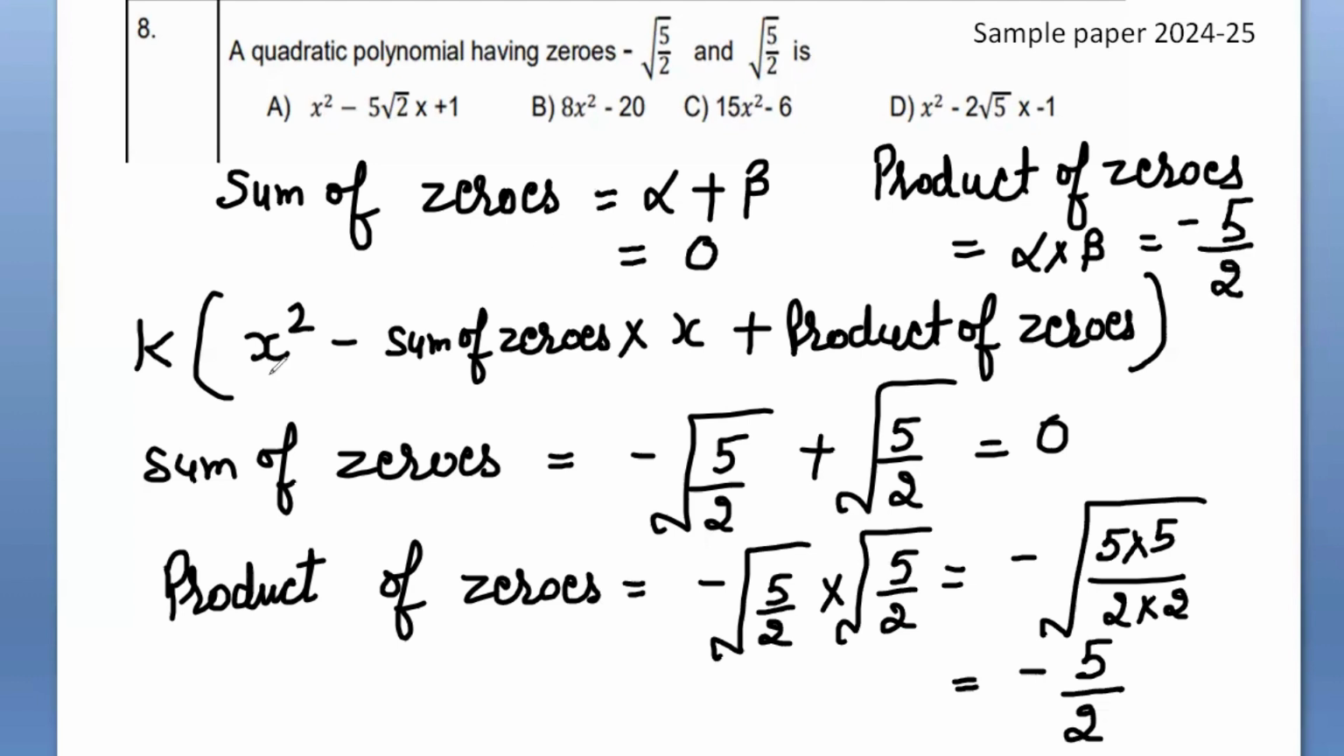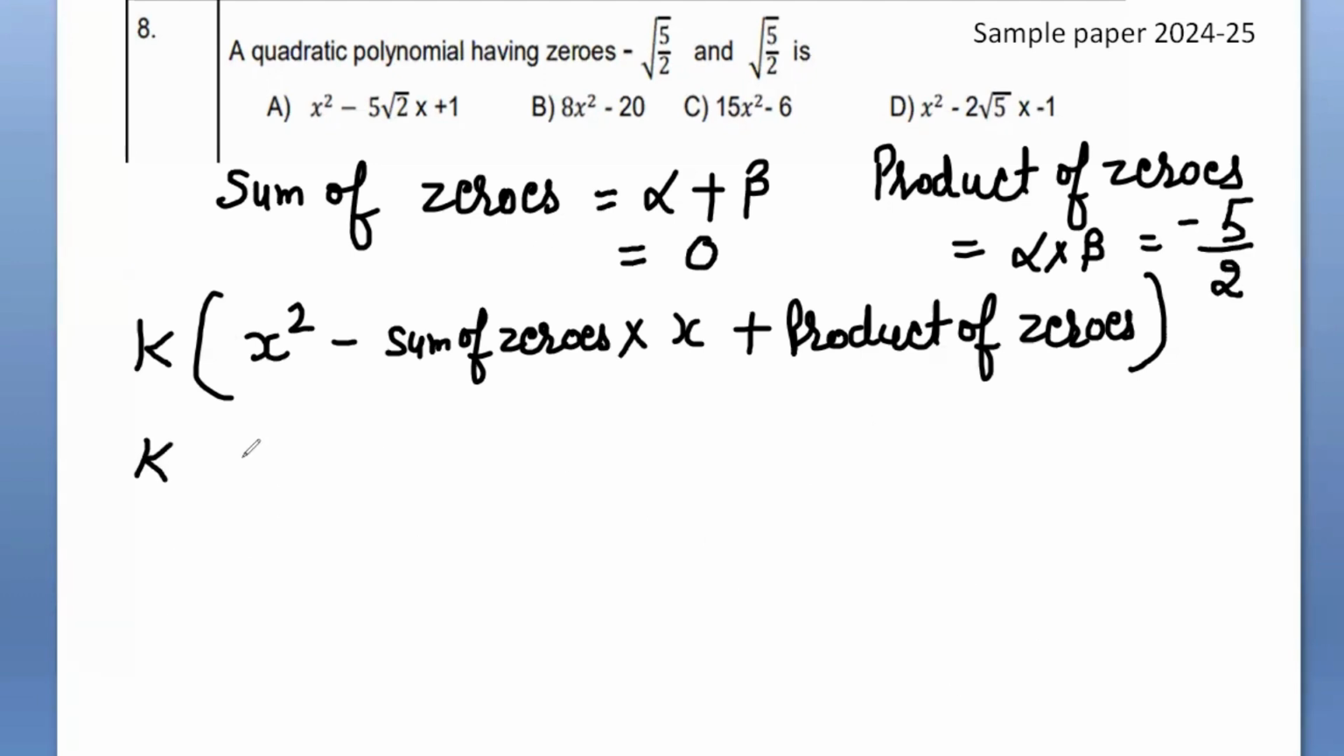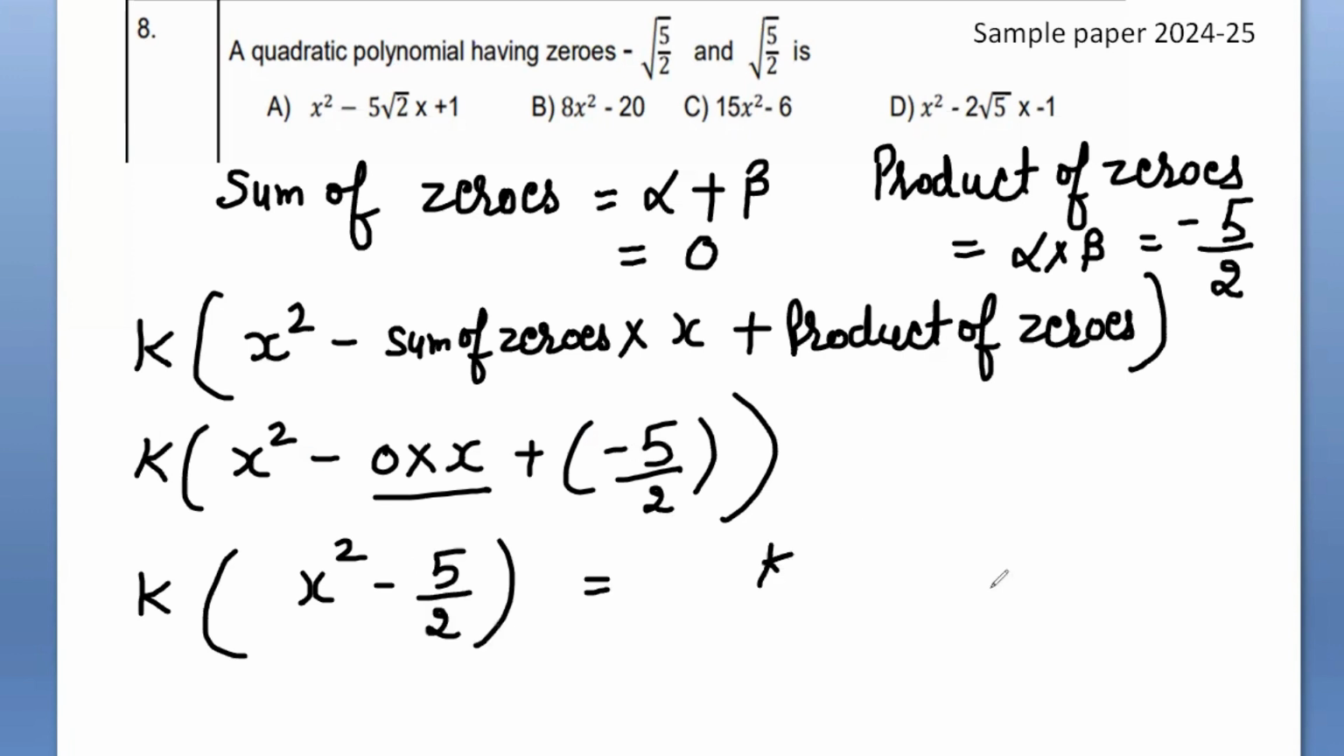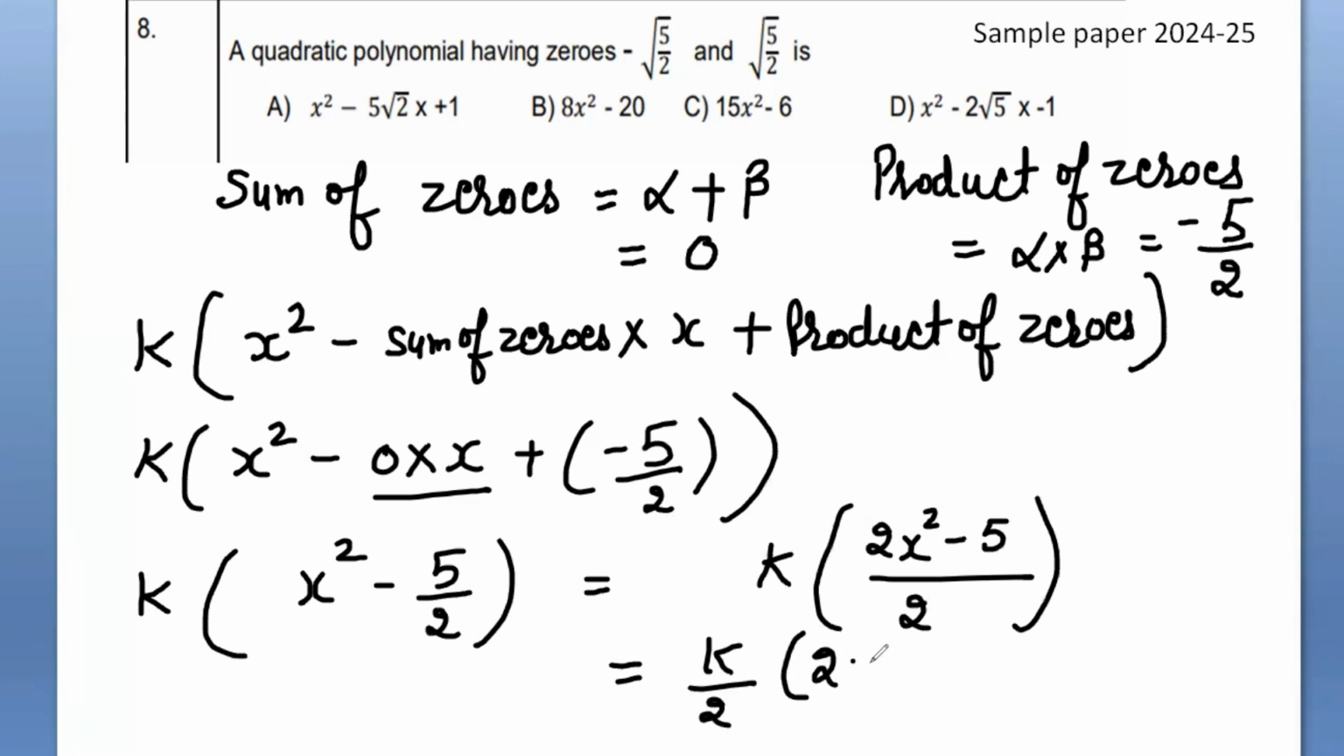So we have to substitute these values in the equation. x squared, sum of zeros is 0 into x, product is plus minus 5 over 2. So we get k times x squared; this part becomes 0, so we will not write it. Plus into minus 5 over 2 is minus 5 over 2. If I take the LCM, I get 2, then 2x squared minus 5. That means I get k over 2 times 2x squared minus 5. This is the value of the constant and this is the value of our equation.